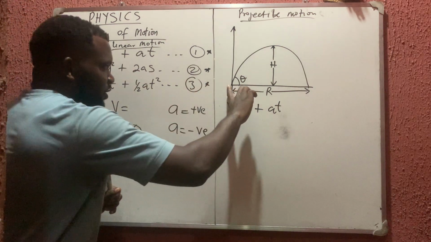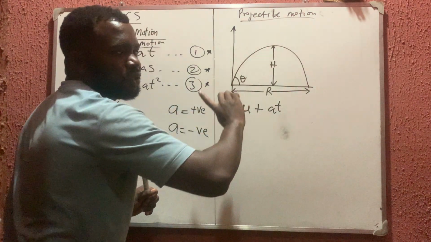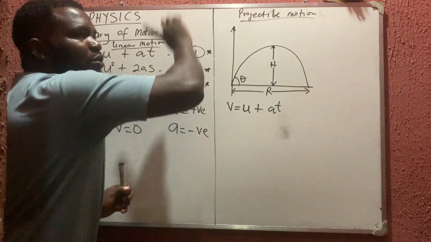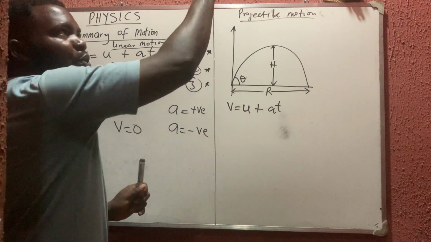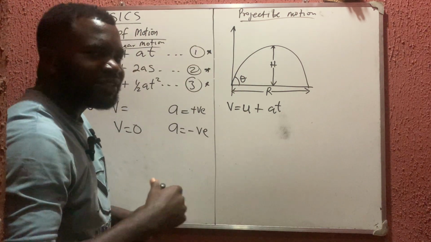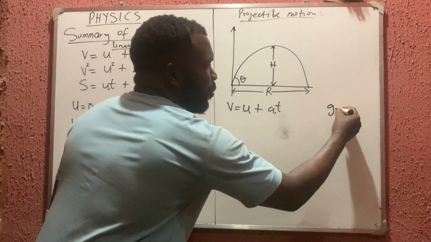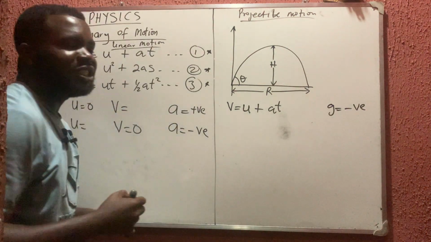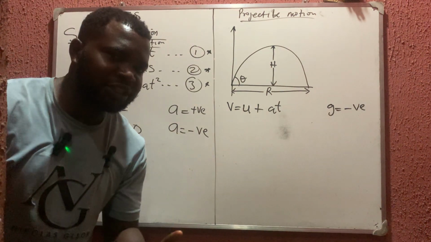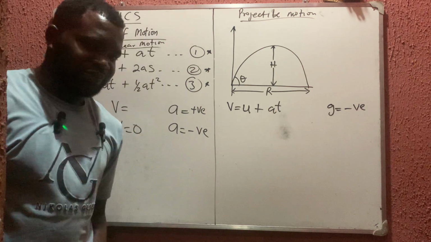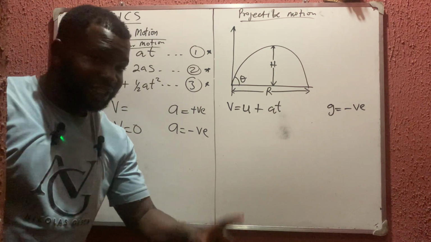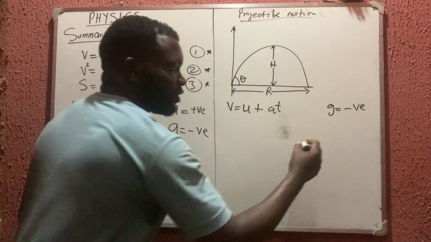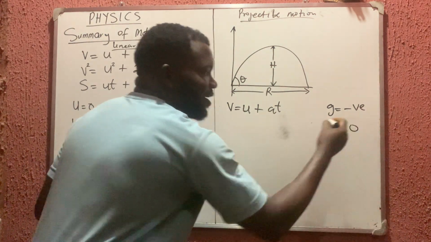First of all, this thing is thrown upward. What did I tell you about throwing something upward? If I throw something upward, it is going against gravity. So my G must be negative. And if my G is negative, what type of motion is that? Deceleration. It's not acceleration, but deceleration. And if it is deceleration, your U is going to be what? 0.